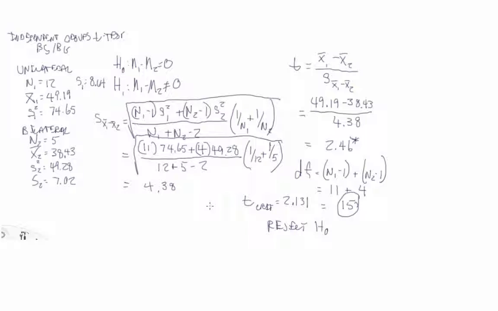What we can say is that statistically, people with unilateral brain damage do better on this perceptual task than people with bilateral brain damage. And that is how you do an independent groups t-test.